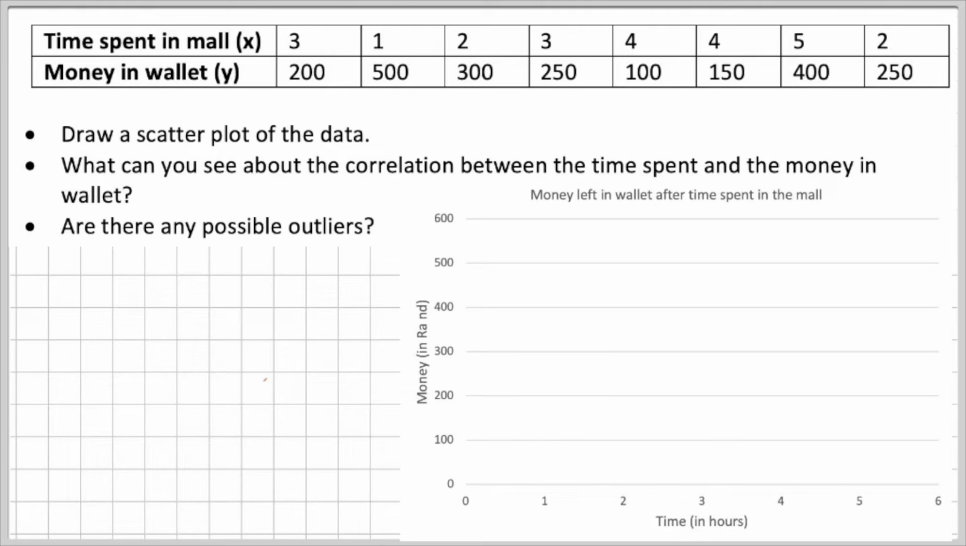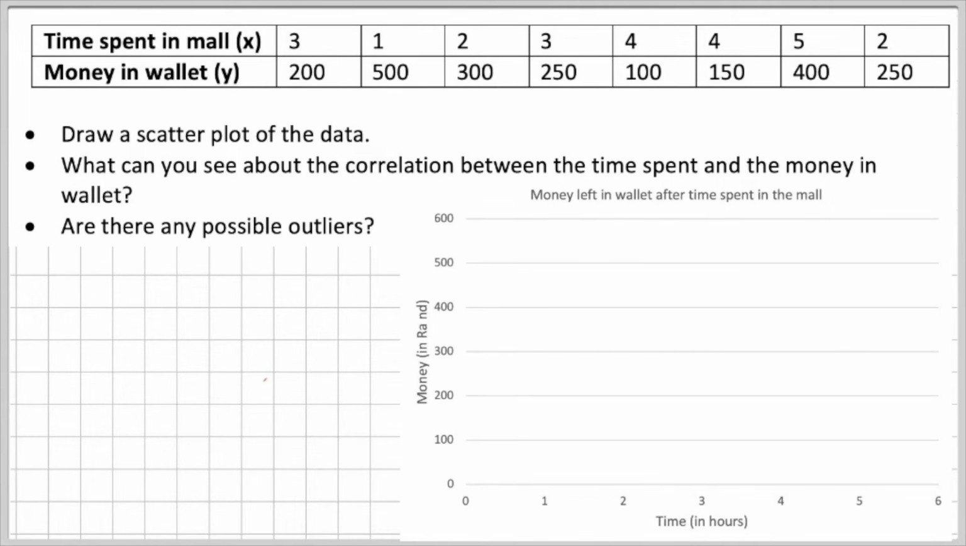I'm going to ask you to make a drawing of this for yourself. So first draw the scatter plot. Then I'm asking you, what can you see about the correlation between the time spent and the money in the wallet? Then as well, are there any possible outliers? Well, let's go for it. Okay. Want you to try and do it yourself first. So hit the pause button and go for it.